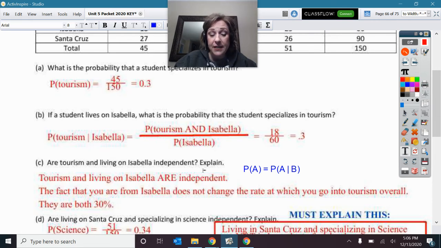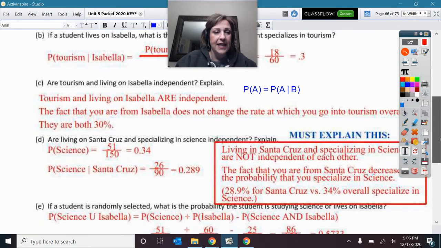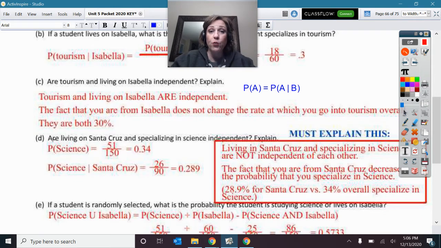So they are independent because the fact that you're from Isabella does not change the rate at which you go into tourism overall. They are both 30%. All right. Now, here was one where you weren't guided through the steps. You had to come up with them on your own.